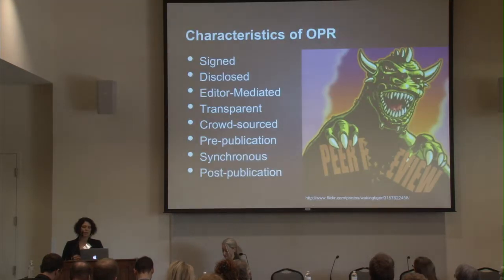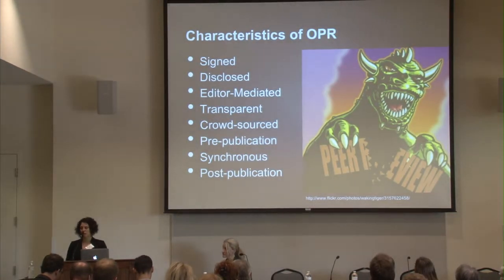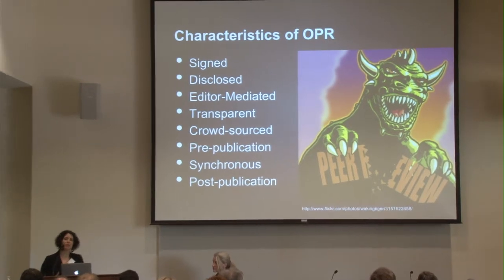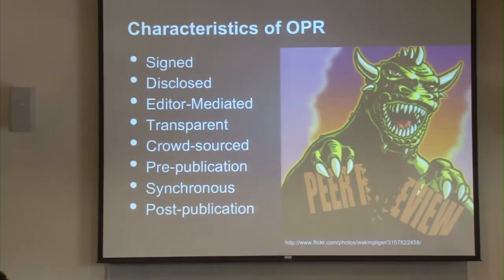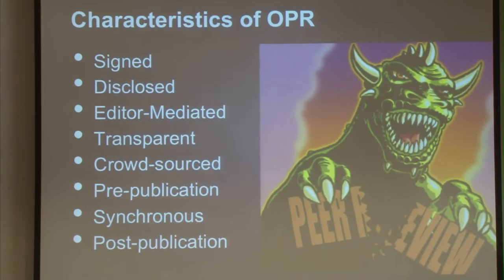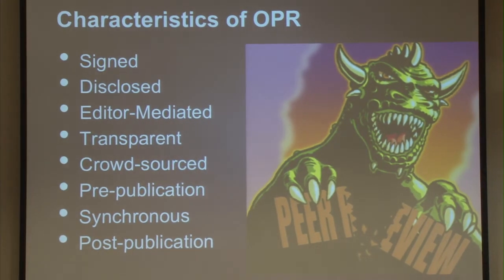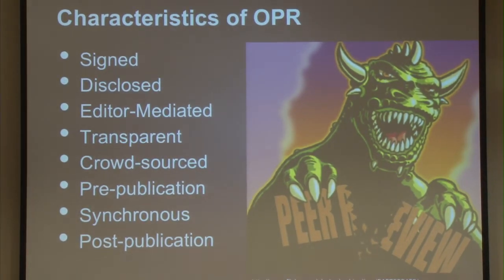So what I did was then actually think about what are the common characteristics of what is happening in open peer review, and the paper is actually more of a systematic review, so I looked at all of the literature about open peer review. It's very, very meta. But these are the common characteristics that I kind of came up with.